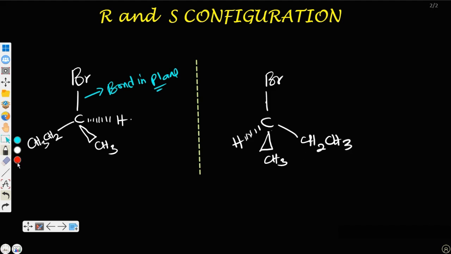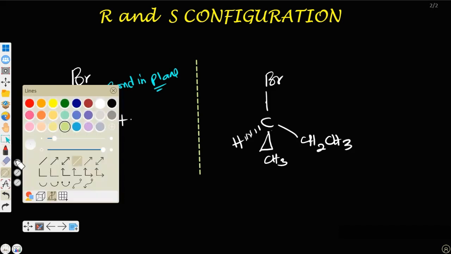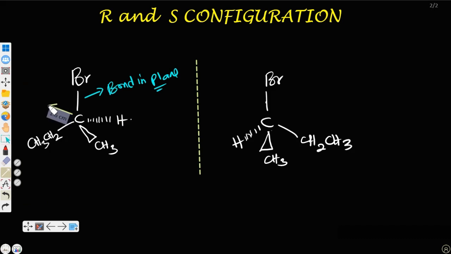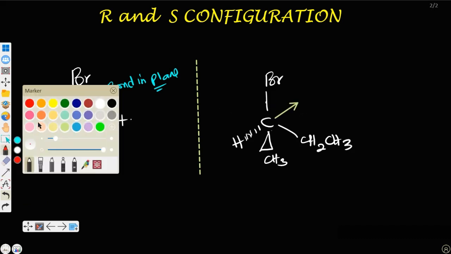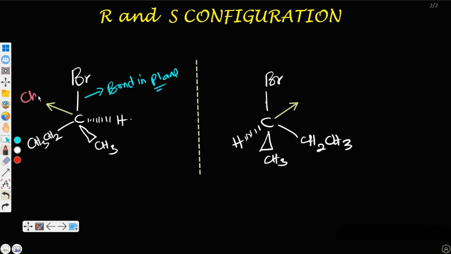Now if you look at this carbon center here, is it a chiral carbon center or an achiral carbon center? Now you agree with me that this carbon center here is chiral. Why is it chiral? Because it has 4 different groups around it, right? Exactly. So how do we use the R and S configuration to name this compound?